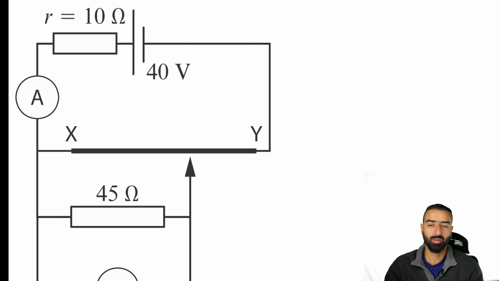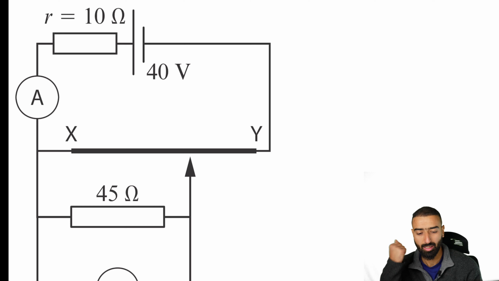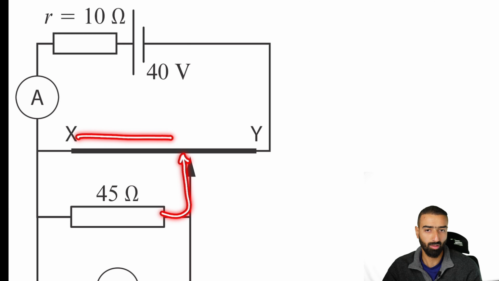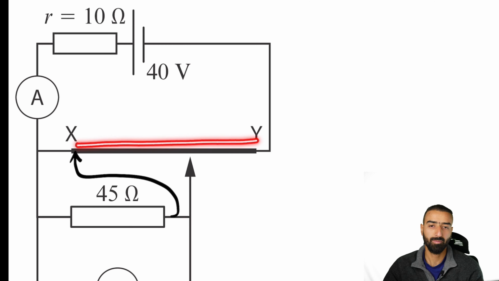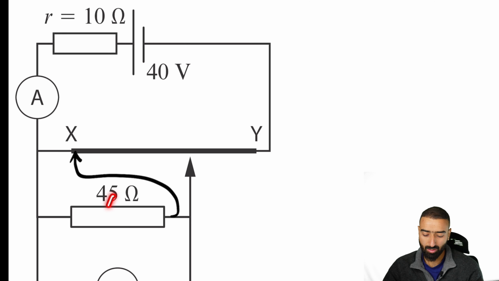First of all, we would want to find the minimum reading that the ammeter could have. In order to have the minimum possible value, the resistance in the circuit has to be maximum. Now if we place these two in parallel, the 45 ohm and the rod, the resistance is going to decrease. We don't want that to happen. So what we do is we take the slider and place it all the way here. That means the entire rod XY is isolated and there is no current flowing through the 45 ohm resistor.